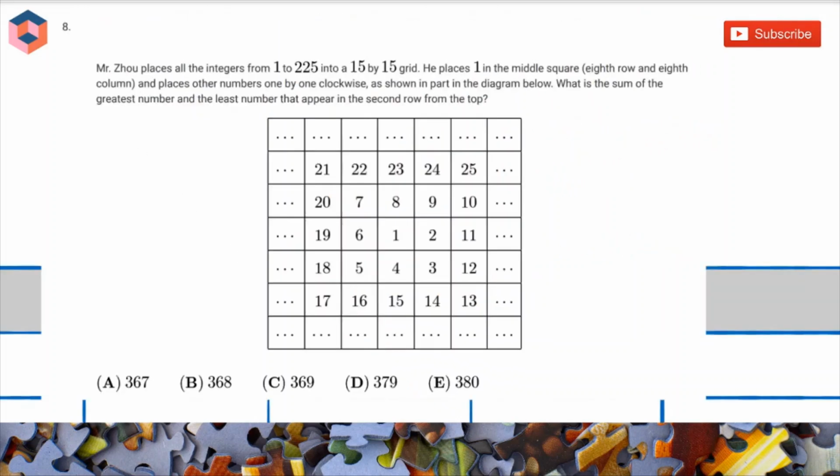Number 8. Mr. Zhao places all the integers from 1 to 225 into a 15 by 15 grid. He places 1 in the middle square, which is the 8th row and the 8th column, and places other numbers one by one clockwise like they show in this diagram. What is the sum of the greatest number and least number that appear in the second row from the top?